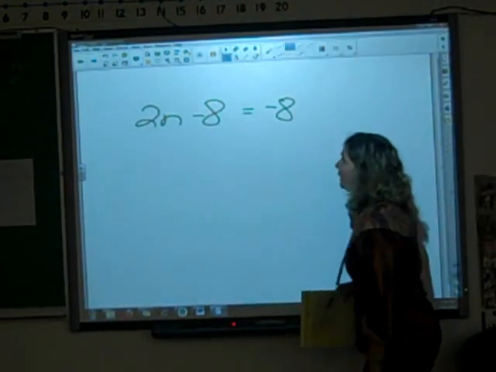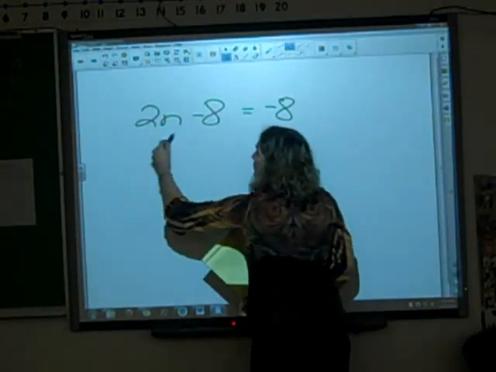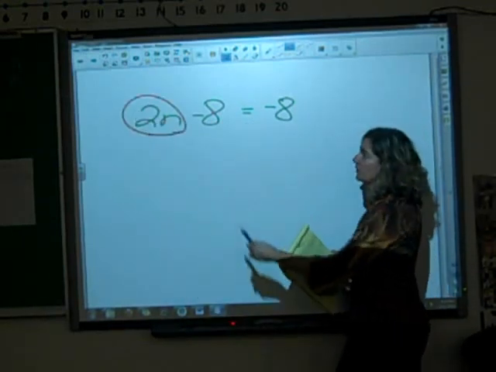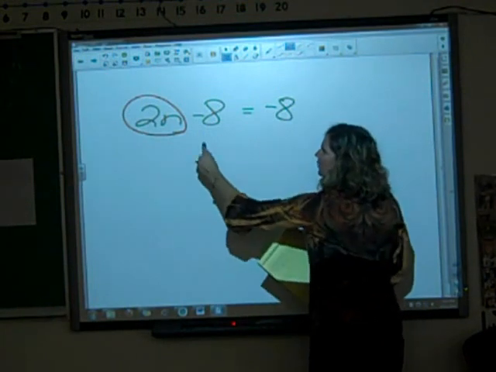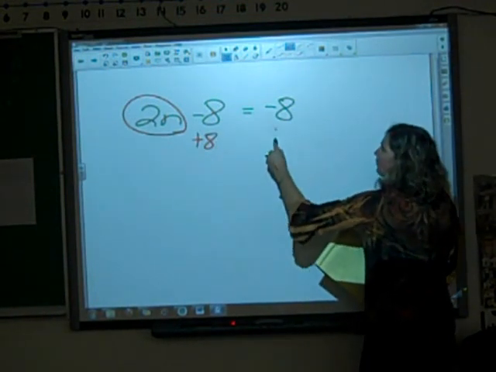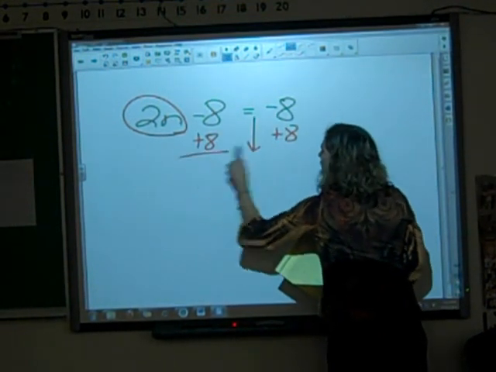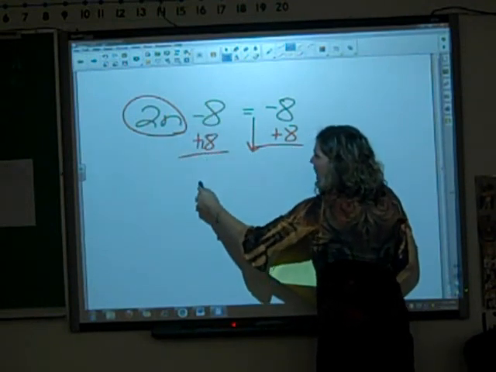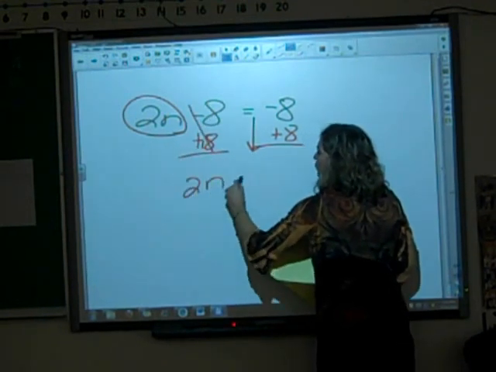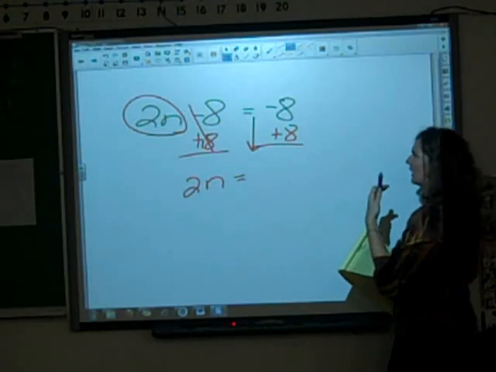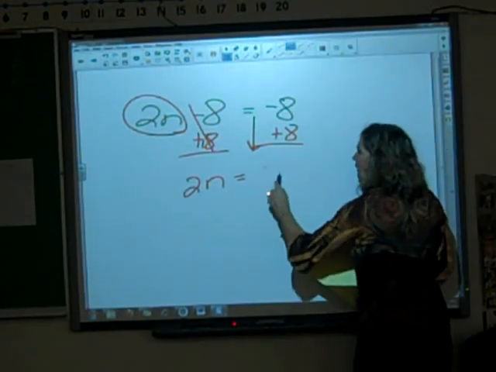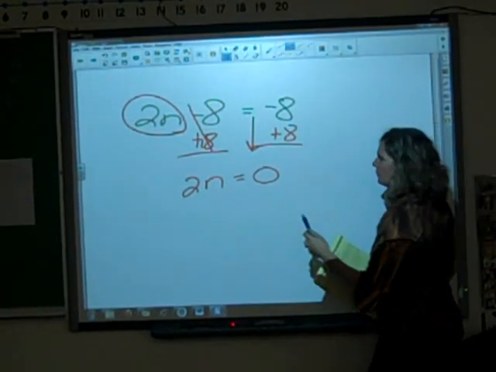Good. Same thing, two-step problem. Here's where the variable is that you're going to isolate. How do we undo minus 8? We're going to add 8. Remember, do it to both sides. 8 minus 8, that's zero. We get 2n equals 8 plus negative 8. That's 0 there.